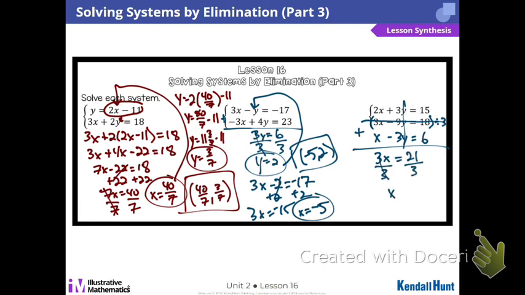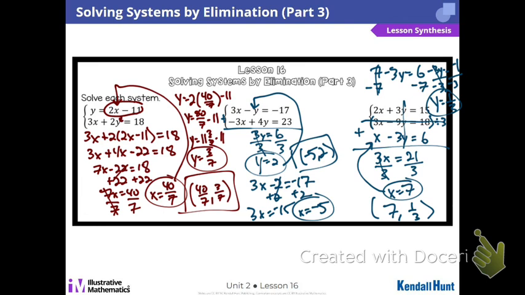7. X is 7. And what's kind of nice, this is kind of a nice equation to put it into because there's no coefficient. So I have 7 minus 3y equals 6. Subtract 7. Negative 3y is negative 1. Divided by negative 3. Y is 1/3. For 7, 1/3. Fractions continue to be our friends.